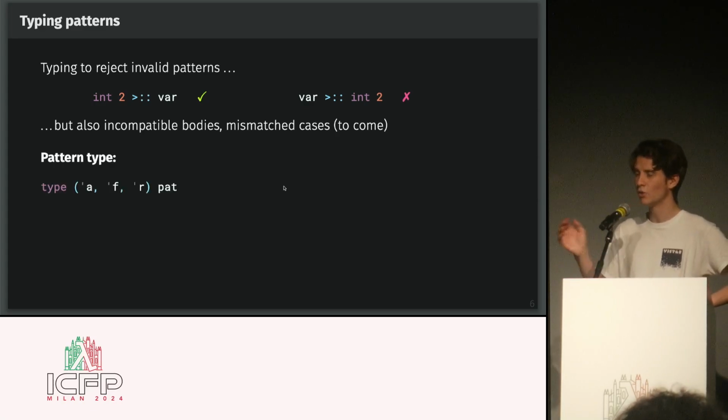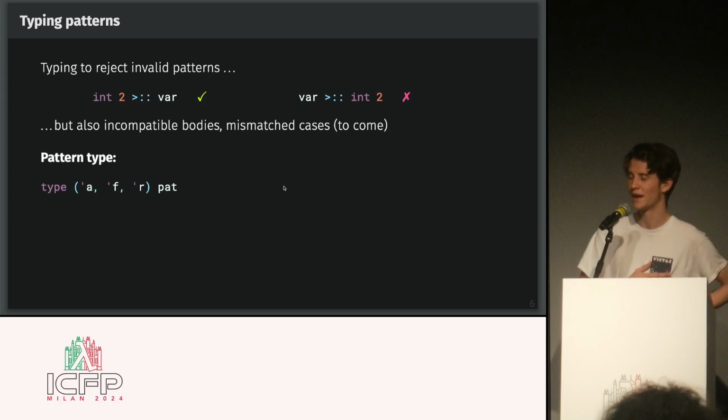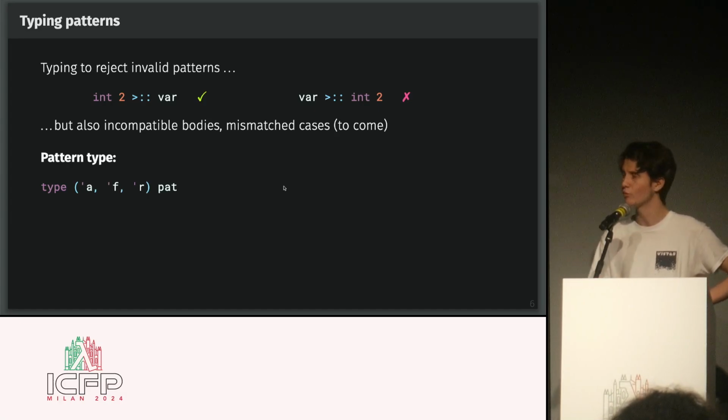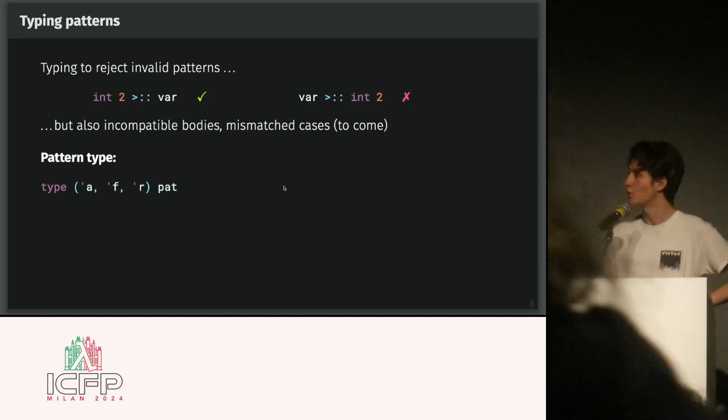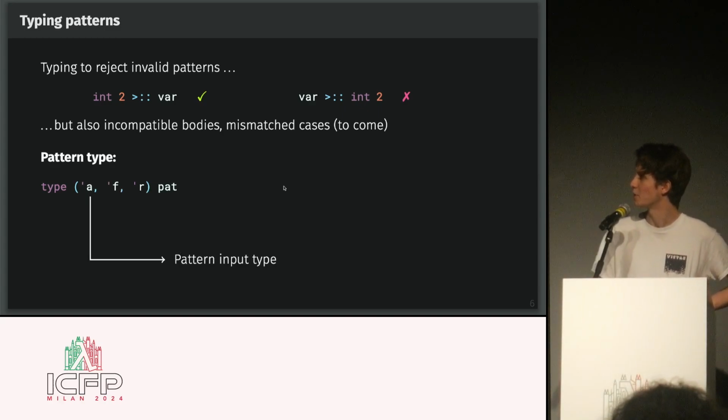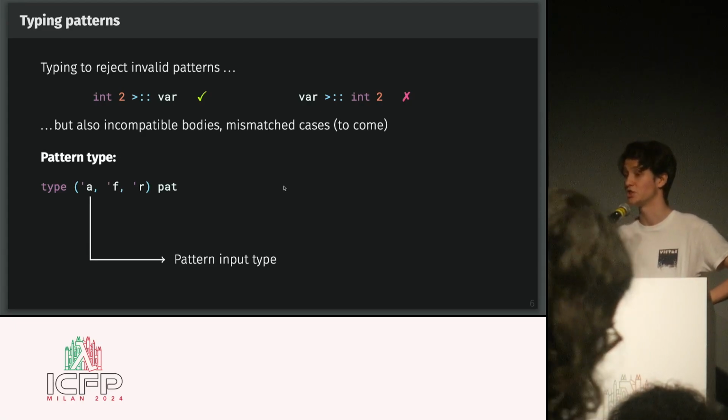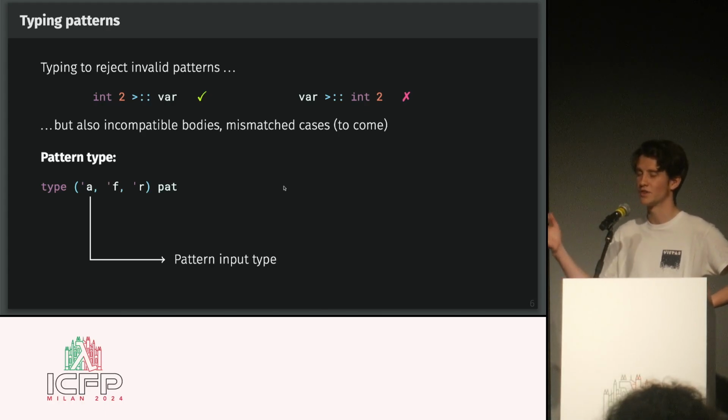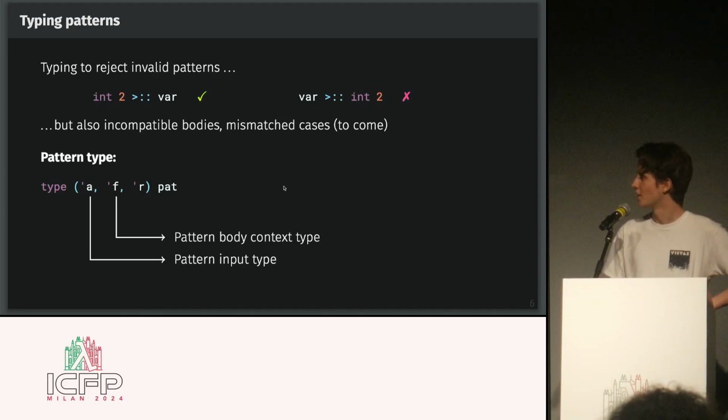So in order to do this, we introduced the idea of a pattern type. And this has 3 type parameters in it. The first, the A, is perhaps the most simple, and it's simply the input type of a pattern. So if we have a pattern which matches on an integer constant, that can't be compared against a string, for example.